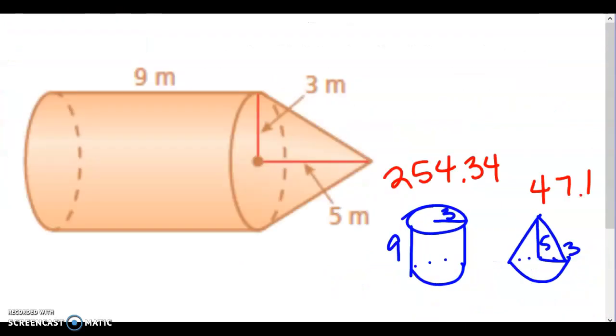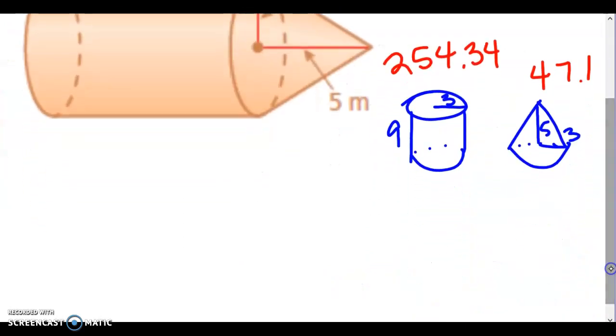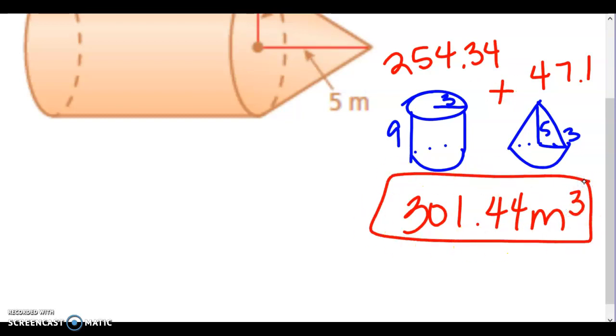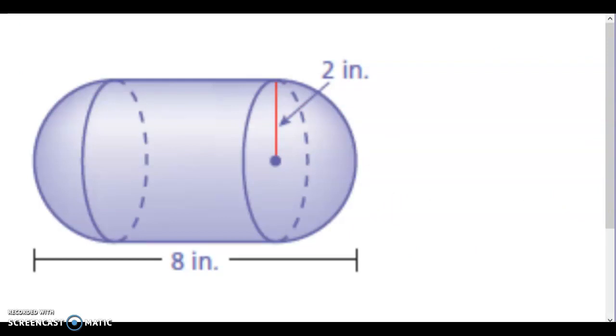Ooh, what did I just do? You then have to add them together, and what we're going to get is 301.44, and that's going to be my label because I'm adding those together, meters cubed. Okay, fairly simple. The last one, or not the last one, I guess we have two more.